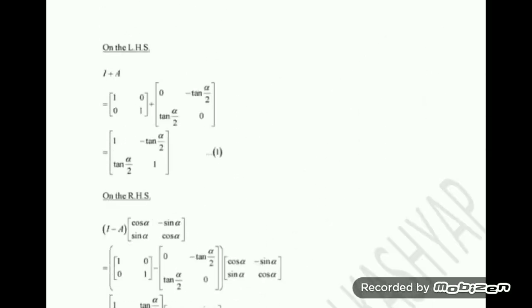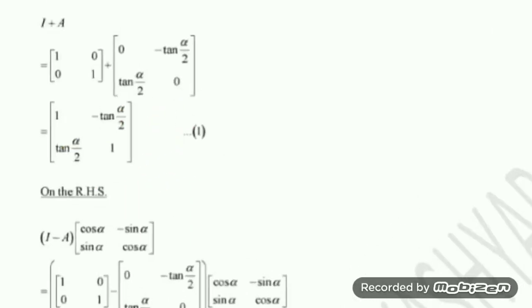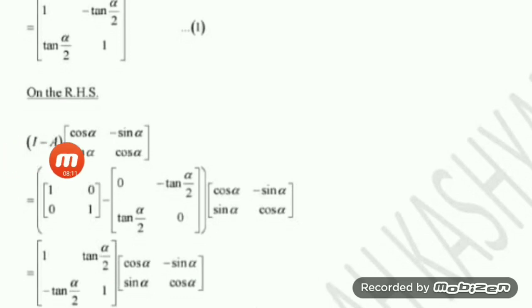Now see here, we first find out the value of the left hand side, that is I plus A. Put the value of I and A and then do the calculation. This is your I plus A. On the right hand side you have I minus A into this one. First let us calculate I minus A. I is this one, A is this much. So I minus A is equal to what? 1 minus 0 is 1, 0 minus tan alpha by 2 is minus tan alpha by 2, 0 minus minus tan alpha by 2 is tan alpha by 2, 1 minus 0 is 1, and then keep the other matrix as it is.